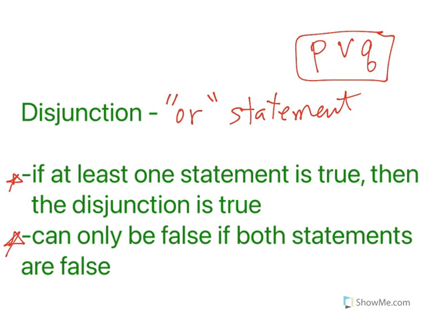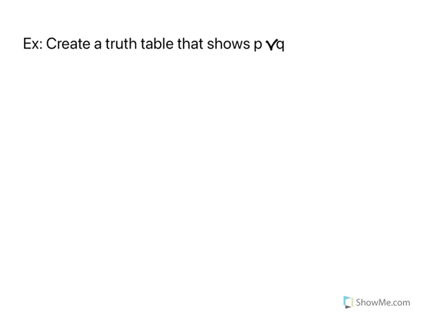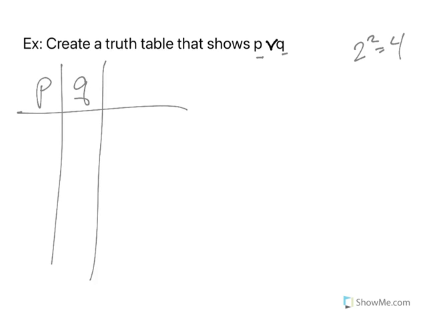All right, let's look at this. Create a truth table that shows P or Q. All right, so we have 2 statements, P and Q. 2 squared is 4, so I'm going to have 4 lines. I start by saying true, true, false, false. Q cuts that in half. So instead of 2 trues and 2 falses, I do 1 true, 1 false, 1 true, 1 false. The goal is to have 4 distinct sets of 2.